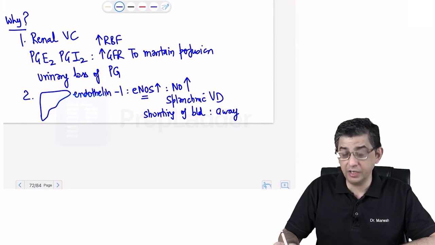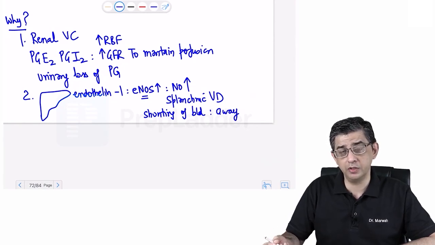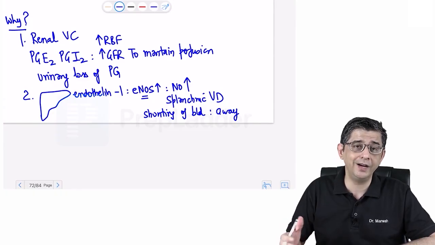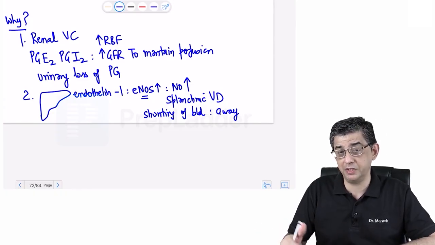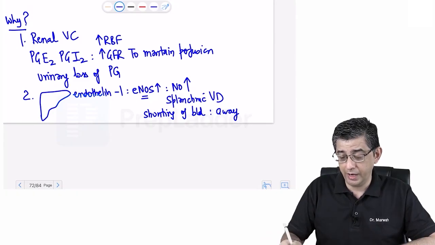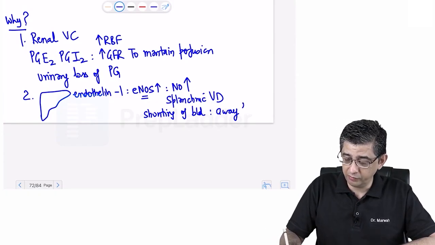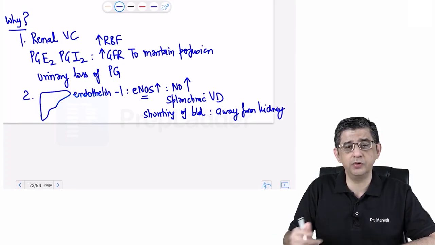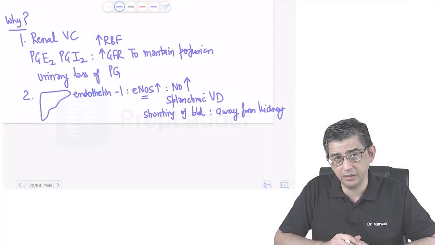First, I said there is a renal vasoconstriction due to urinary loss of prostaglandins. Therefore, initially they tried giving prostaglandins for management of these patients IV, but that did not work. And the second problem that we have encountered is a predominant splanchnic vasodilation. If you are having shunting of blood away from the kidney, the perfusion is down, there would be oliguria and subsequently anuria developing in the patient.